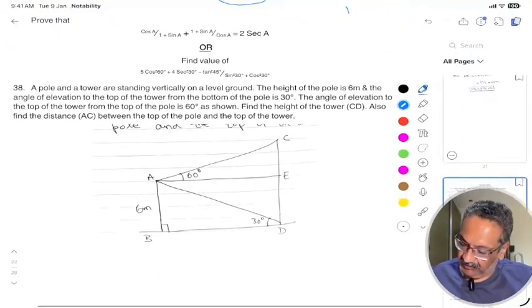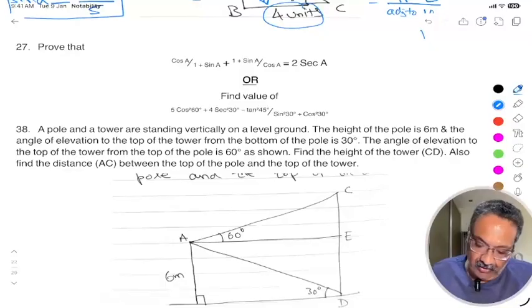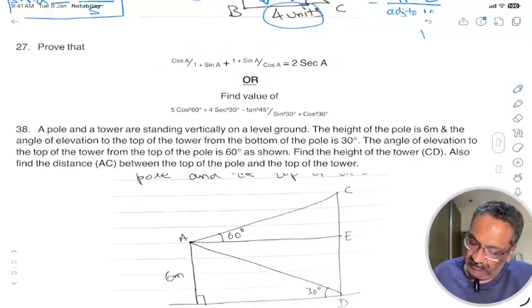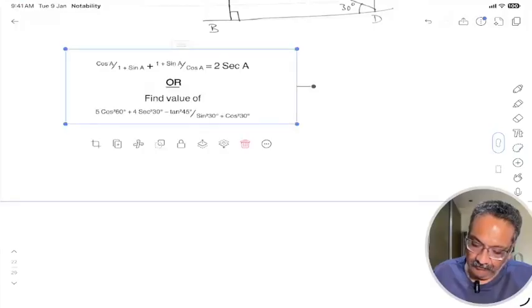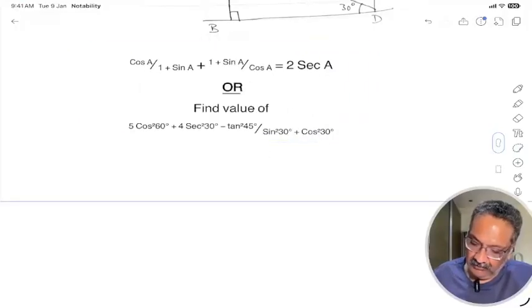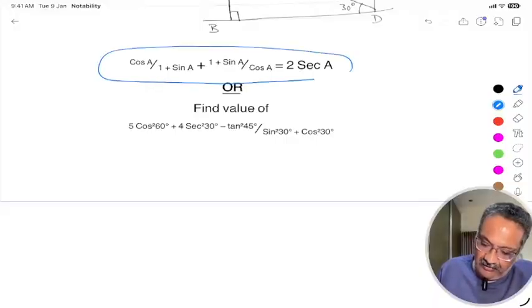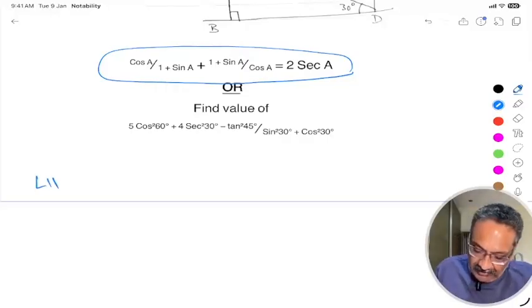I will add a page for this. Okay, we have to prove that. Let me take the whole thing outside. Okay, let's take the first portion, that is this one. We have to prove this. So let us take LHS.